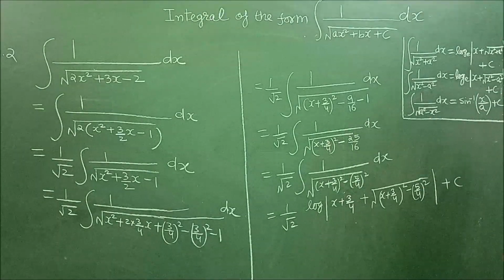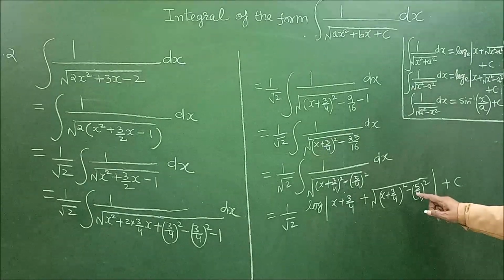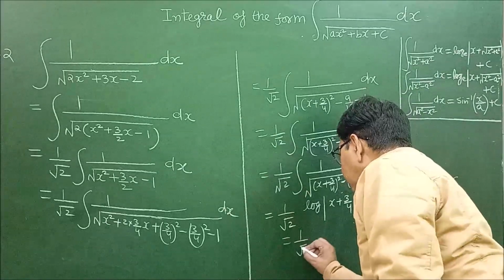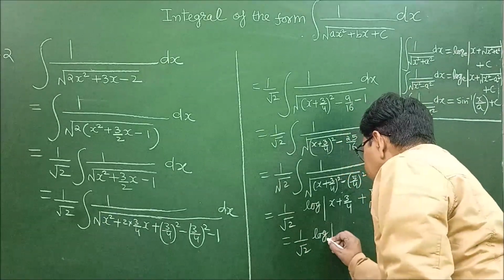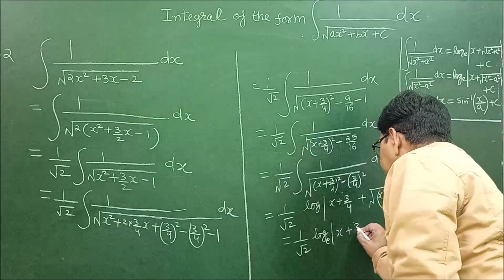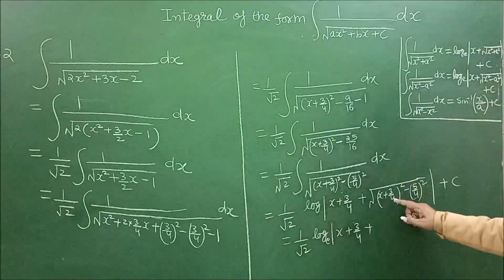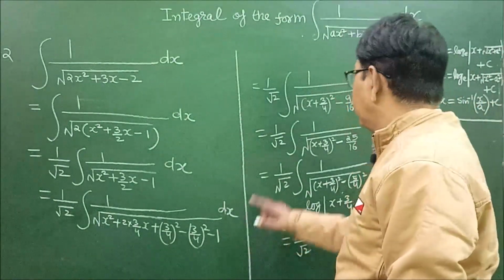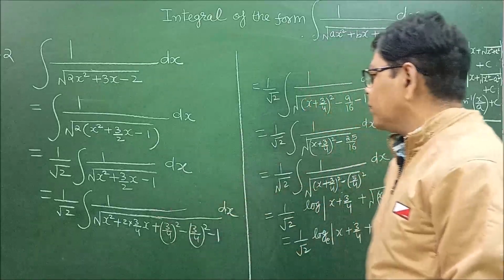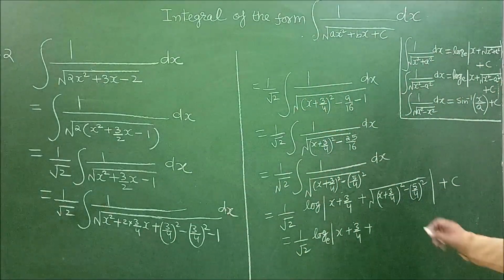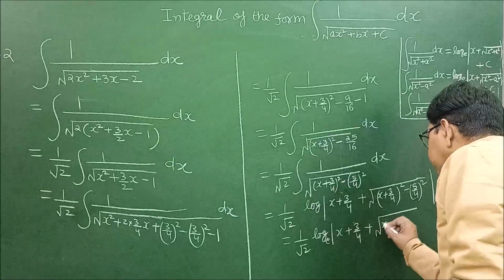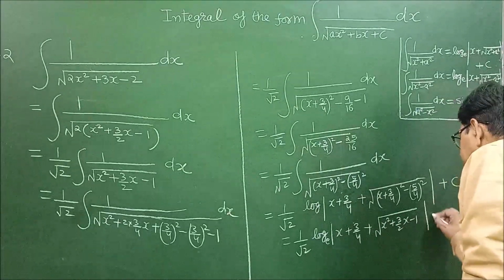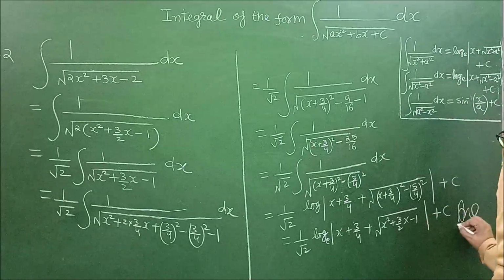So this is equal to 1 by root 2 log mod, base e, of (x + 3/4) plus this √((x + 3/4)² − (5/4)²). This we have got from where this is equal to x² plus 3/2 x minus 1. So root of (x² + 3/2 x − 1) and plus c. So this is the final answer of this question.